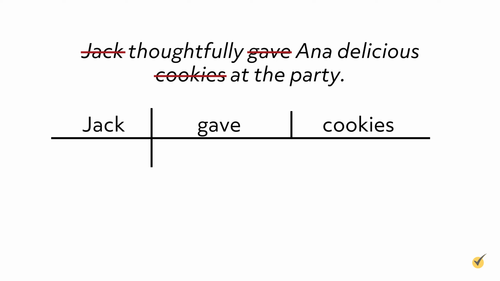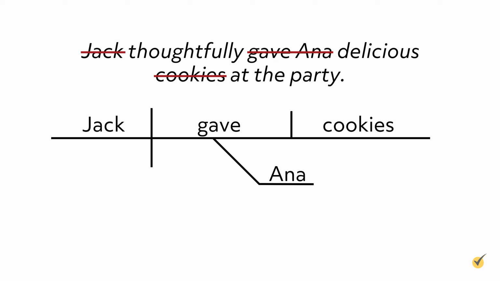Draw another vertical line after the verb and place the direct object on the right side of that line. Next, determine if there is an indirect object. An indirect object is a person or thing who is affected by the action but is not the direct object. Typically, it is the recipient. In this case, Anna is the recipient of the giving, so we'll add the indirect object below the verb here.